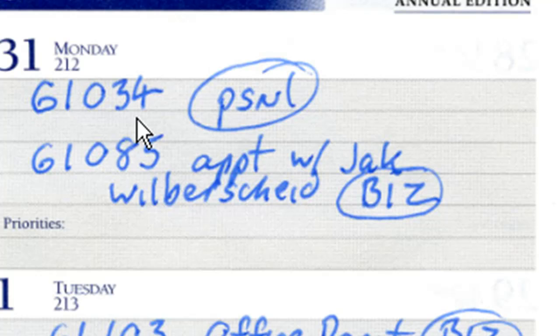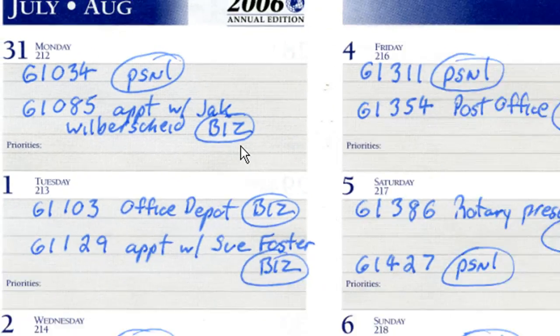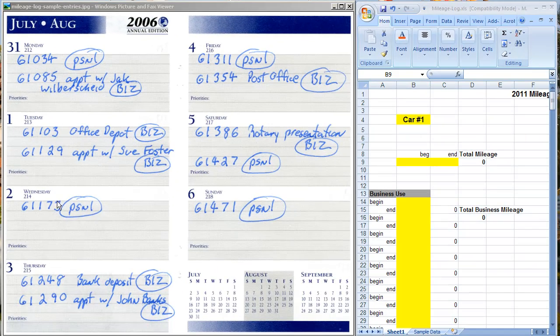Get a week at a glance calendar, and every time you set out from your house, jot down the mileage on the odometer. If it's a personal trip, you really don't need to write much more than personal. If it's a business trip, just write down a little note about what the purpose of the trip is and just write biz or whatever for business. And every time you leave your house, just make a note of whether it's a personal trip or a business trip, and if a business trip, what the purpose is.